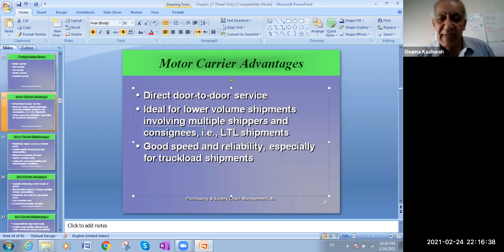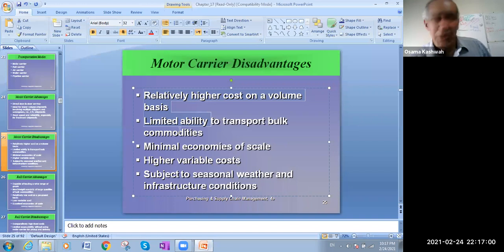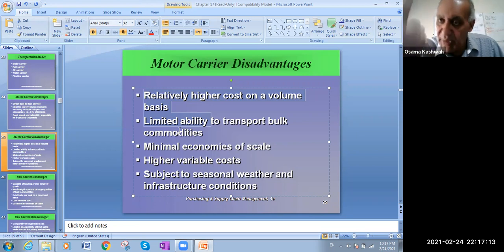Good speed and reliability, especially for trucked shipments. So this is another point. We have talked about the advantages of the motor carrier. Now we will talk about its disadvantages. The disadvantages are a relatively higher cost on a volume basis, because you are always using motors like trucks. The amounts are very small, so the cost per unit of transportation will be higher. It's not like the ship, for example, or the trains, the railways. So the cost per unit for transportation will be higher.